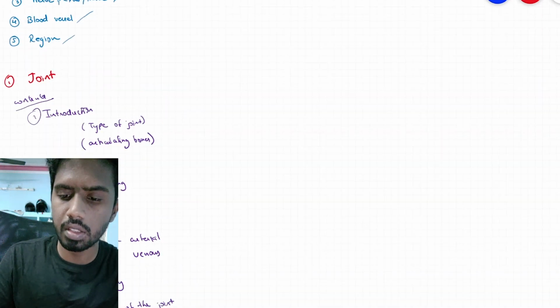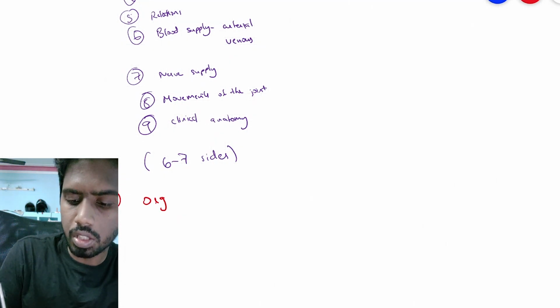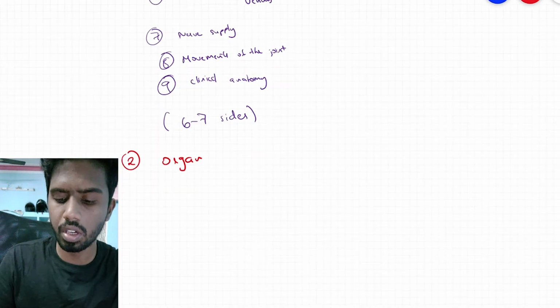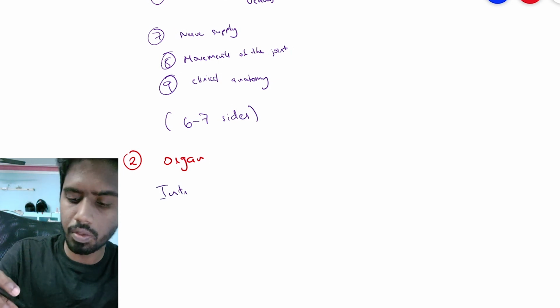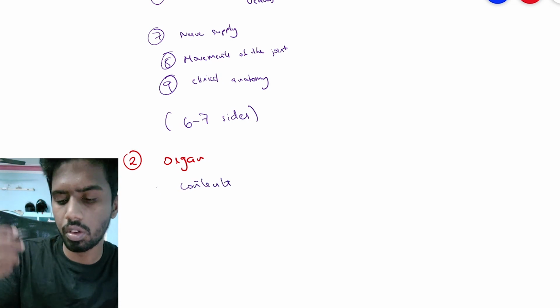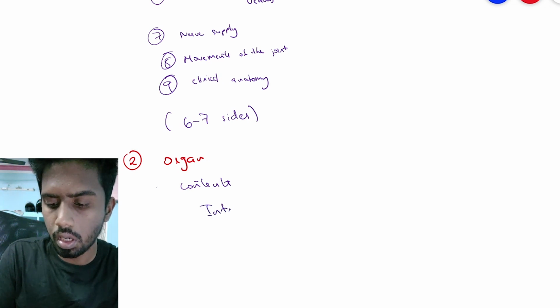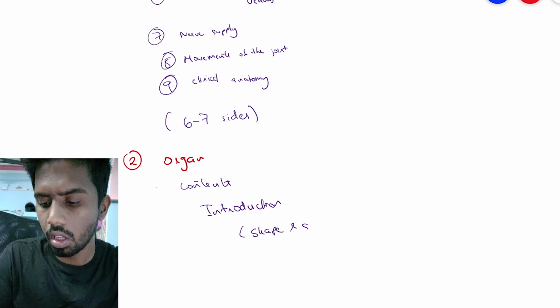So the next essay would be your organ. They might ask you about the uterus, urinary bladder, or stomach, or any organ. Just follow this structure. First of all, contents, where you write the subheadings first so that you don't forget and you'll find it easy to write in order. Then introduction. Here you need to mention the shape and size of the organ and the location of the organ.